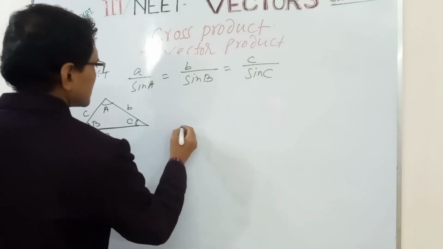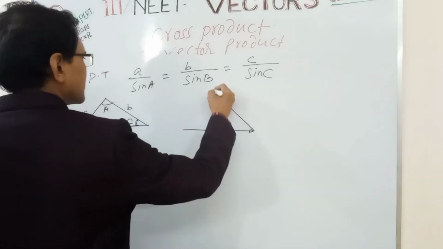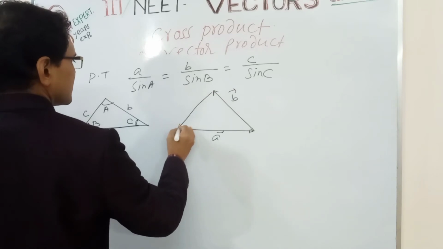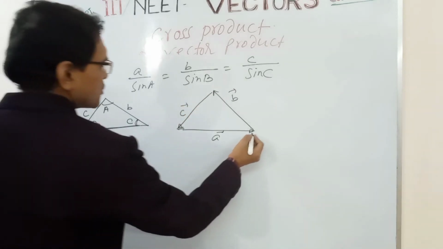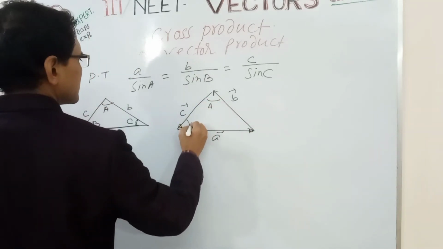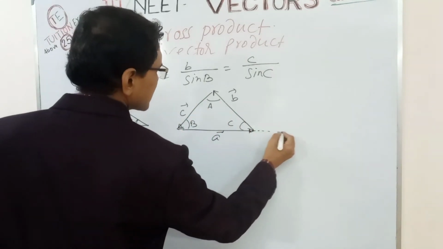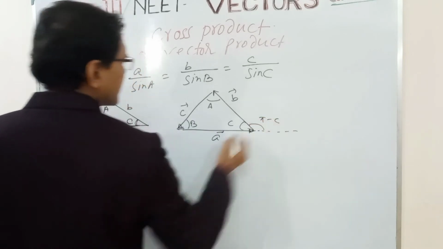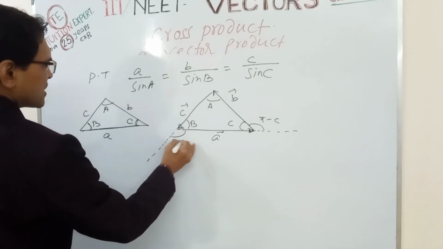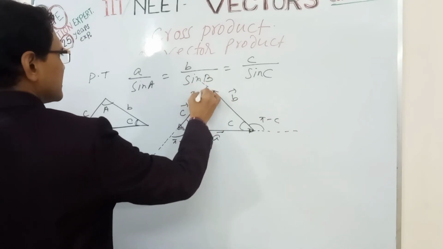suppose this is side a, this is side b, and this is side c. Suppose this angle is A, this angle is B, and this angle is C. Now what is the angle between a and b? The angle between a and b will be pi minus C. The angle between a and c will be pi minus B, and the angle between b and c will be pi minus A.